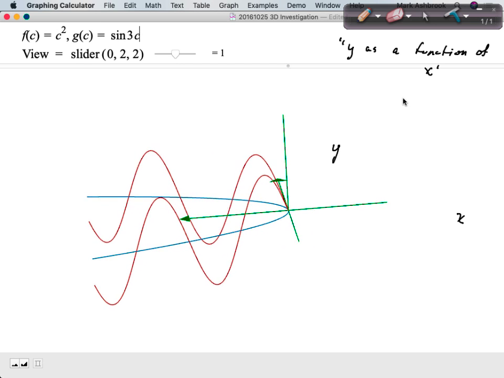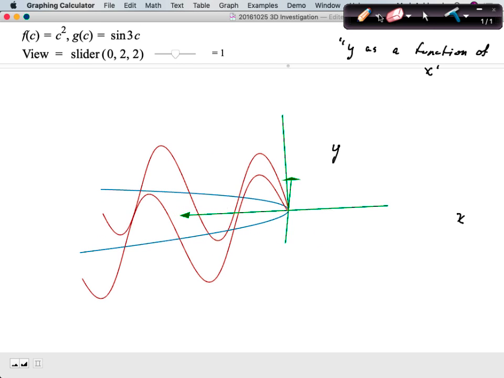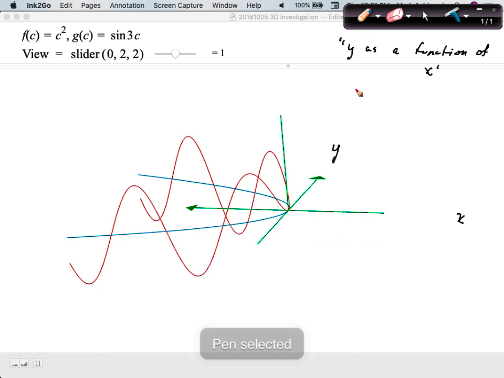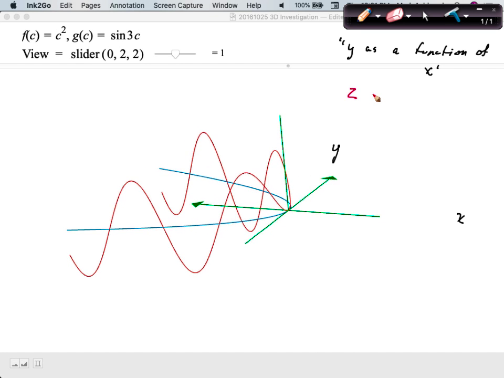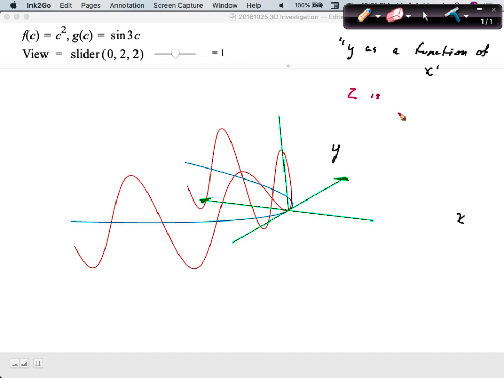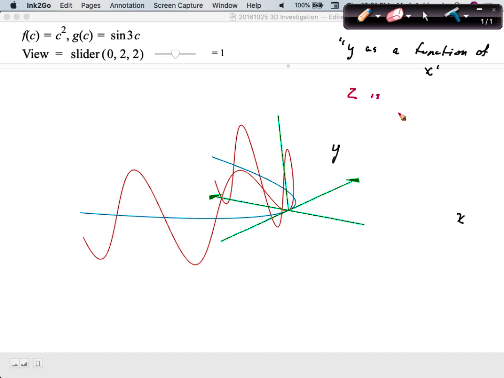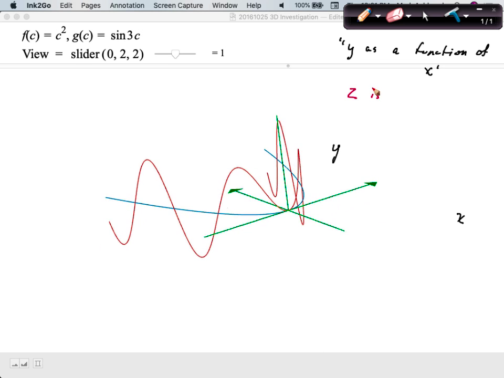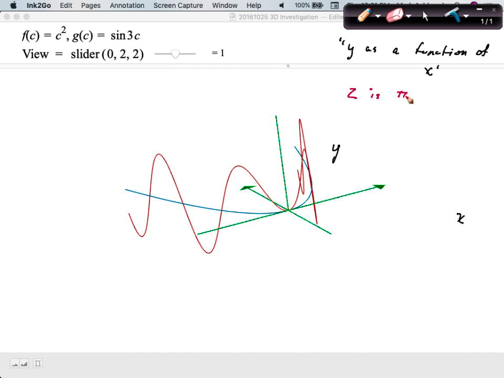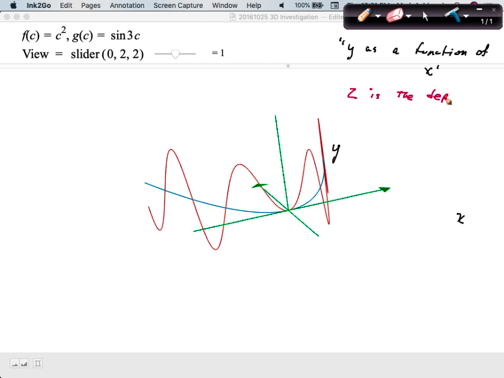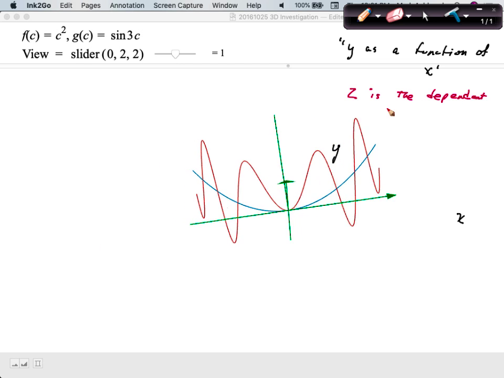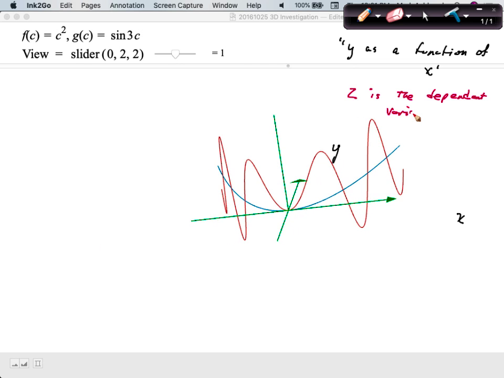Okay, so let's just talk about z here. So z is an independent or dependent variable here. What do you think? Independent or dependent? Dependent of which function? They're both saying g. What do the rest of you think? Z is a dependent variable of g.